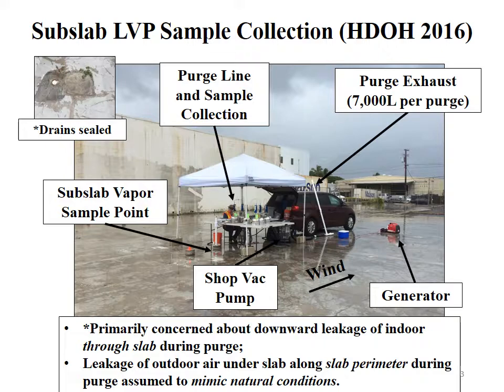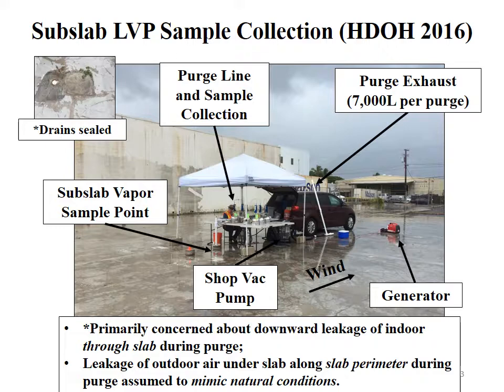Here's the subslab vapor sample point on the left coming up and onto the table. You can see on the table here is a series of Summa canisters. We'll look at this in a minute. Here's the purge train, and then here's the discharge exhaust for the shop vac.